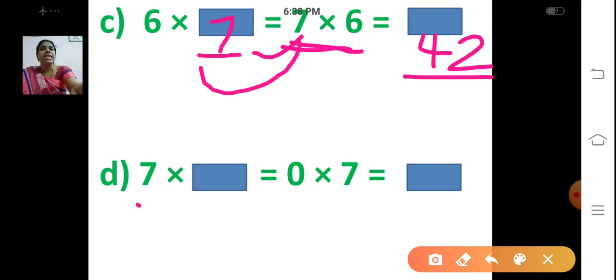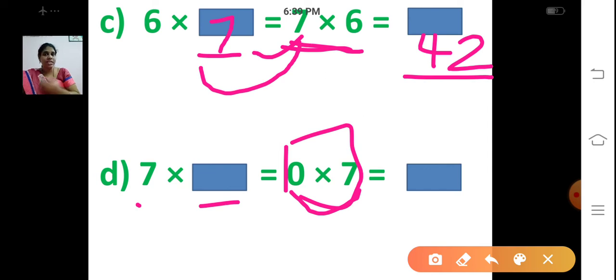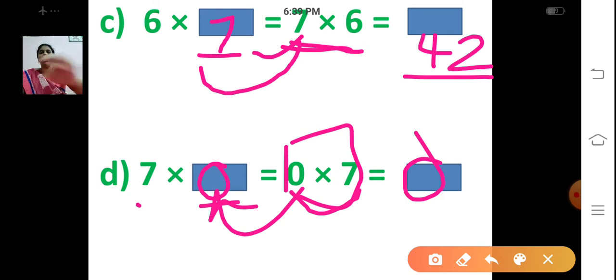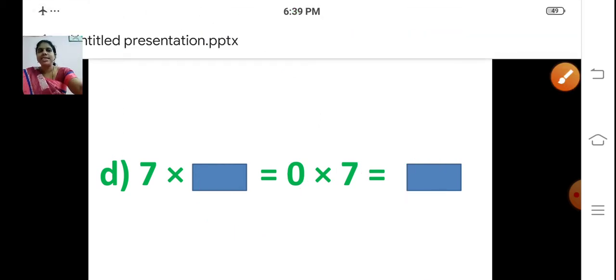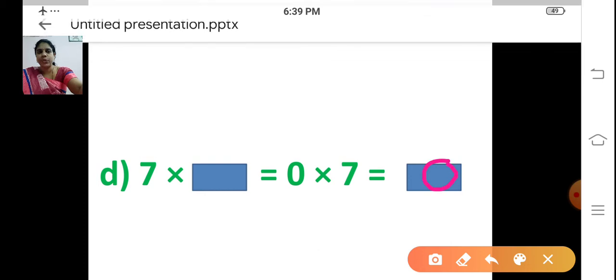Yes, next one. 7 into dash is equal to 0 into 7. Now we know this. Now change the order. 0 into 7, and 7 will come in front, right? So 7 into 0. The 0 is missed out. So 7 will come in front, 0 will come at the last. 7 into 0. When you multiply any number by 0, what will be the answer? Yes, 0. 7 into 0 is 0. Write down 0.